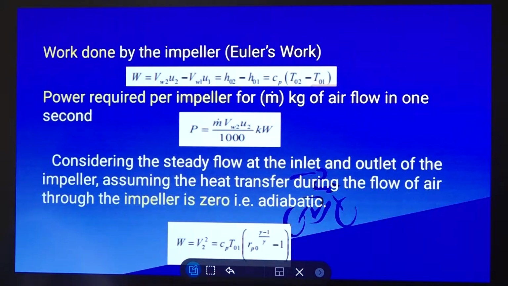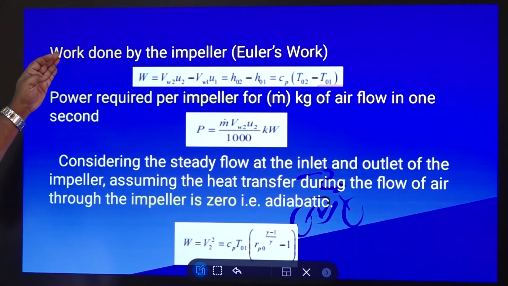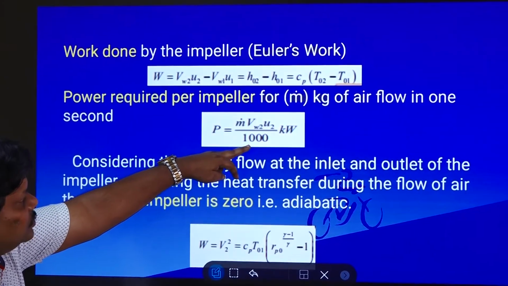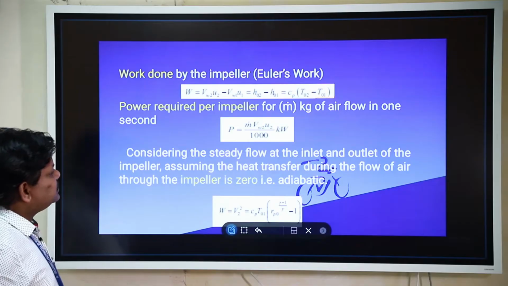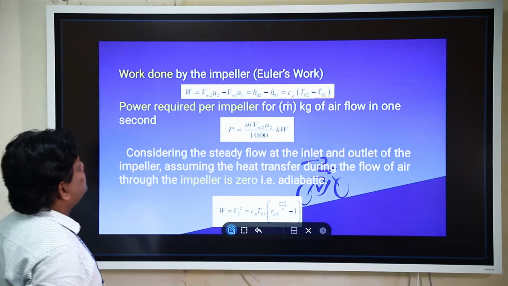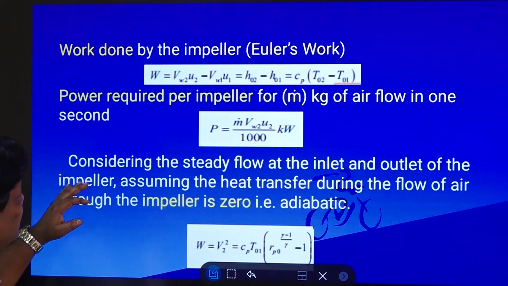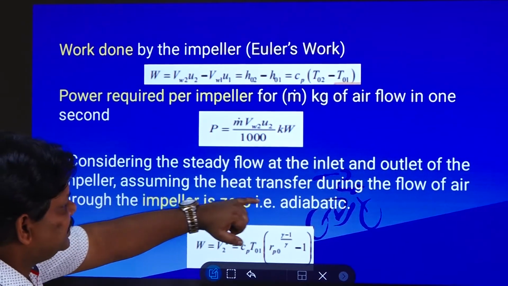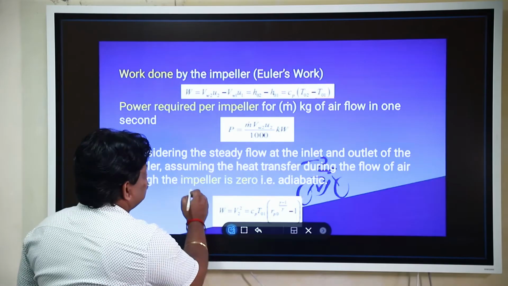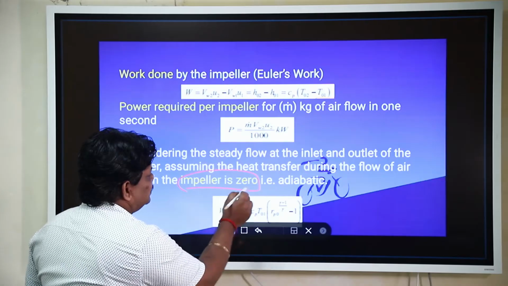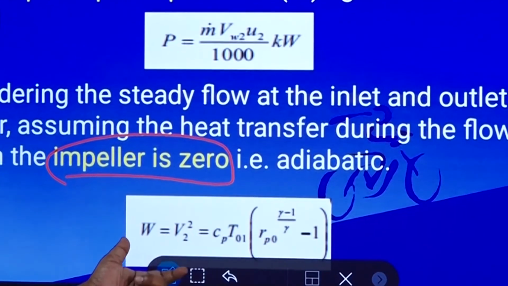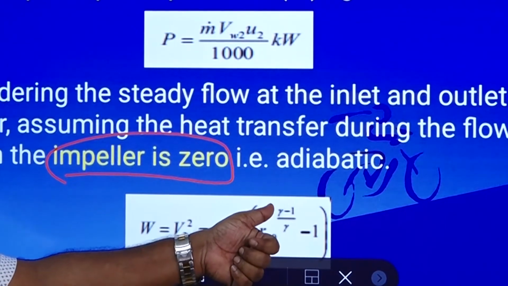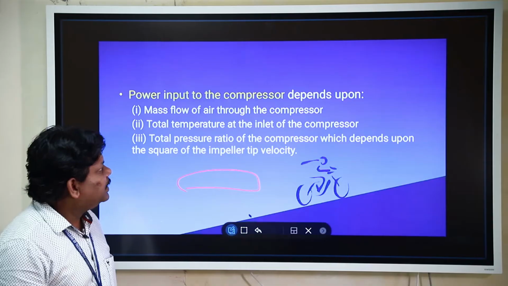These are the formulas, that is, the work done by the impeller and the power required: m dot Vw2 U2 by 1000. These formulas are used for centrifugal air compressors. Considering steady flow at inlet and outlet of the impeller, and assuming the heat transfer during the flow through the impeller is 0, that is the adiabatic condition, you can get the work done equal to Cp into T01 into (Rp to the power (gamma minus 1) by gamma minus 1).